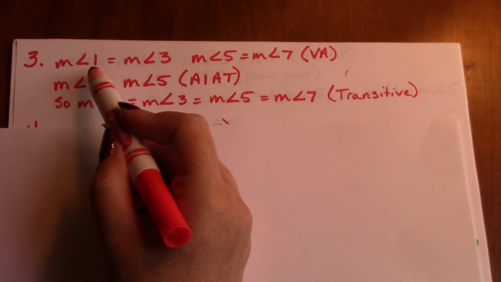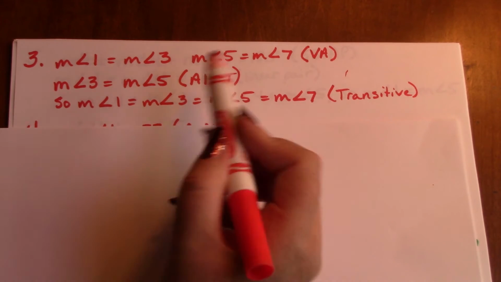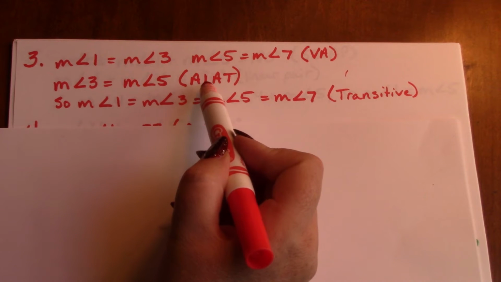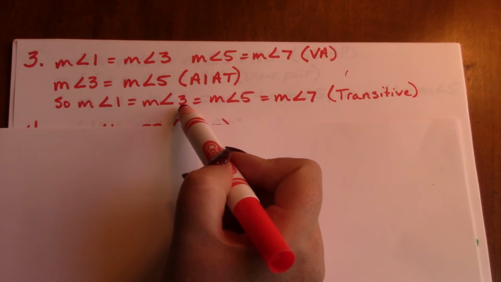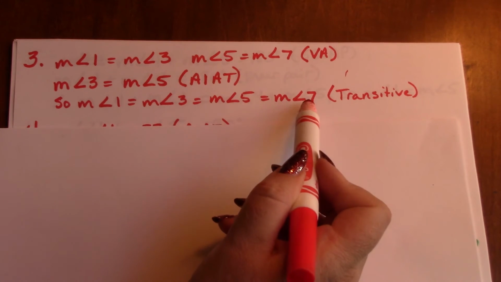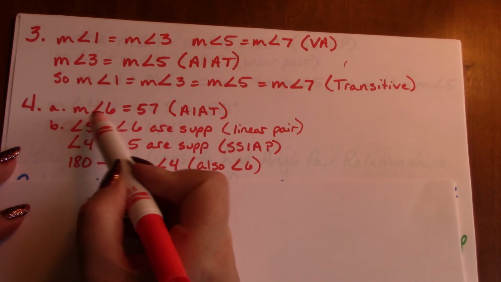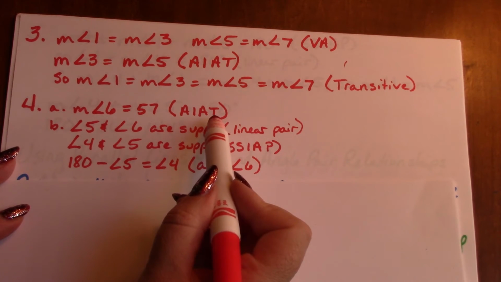With number 3, we know that angle 1 equals angle 3 and angle 5 equals angle 7 because they're vertical angles. And that means that 3 equals 5 because of the alternate interior angle theorem. So 1 equals 3 equals 5 equals 7 because of the transitive property. For part A, the measure of angle 6 is 57 because of the alternate interior angle theorem.